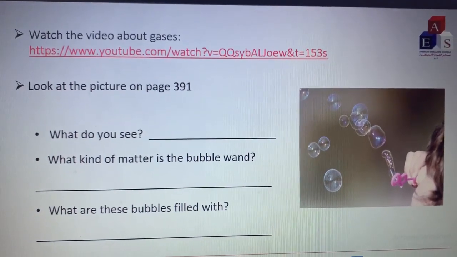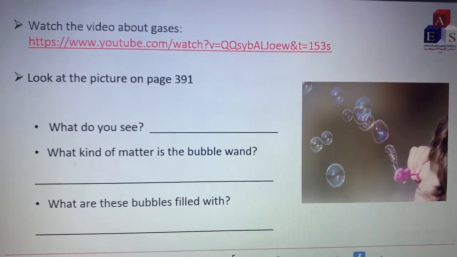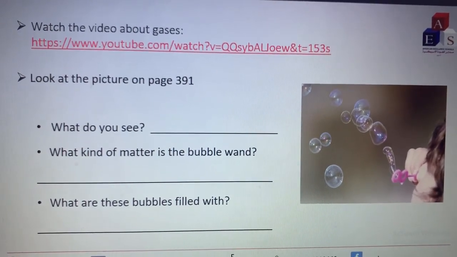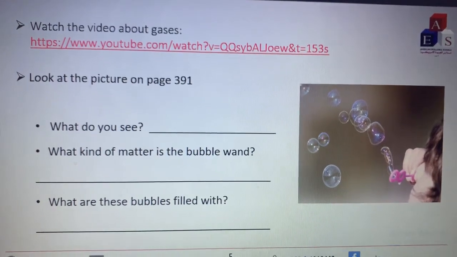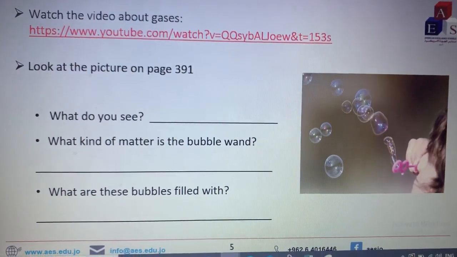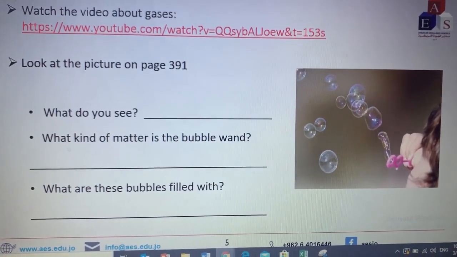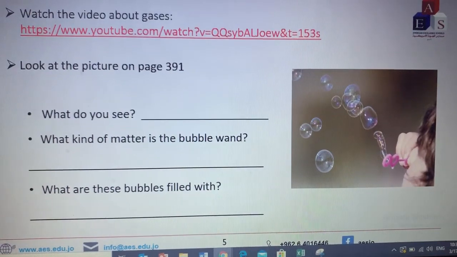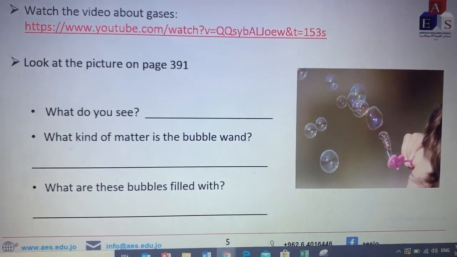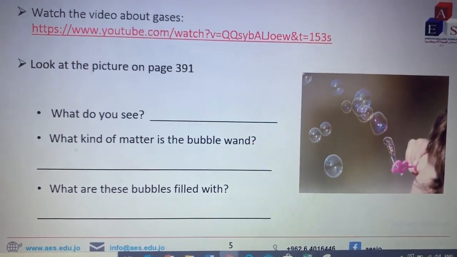Please watch the video here about gases. Please look at this picture in your books on page 391. What do you see here in this picture? What kind of matter is the bubble wand? Is it solid, liquid, or gas? Write it down, please. What are these bubbles filled with? Write your answer.